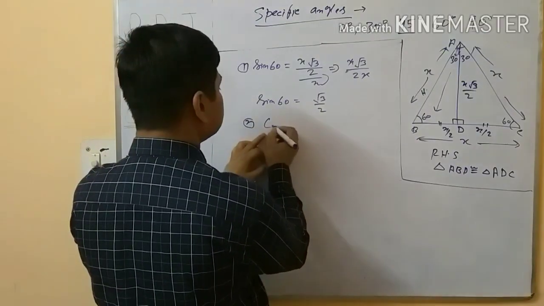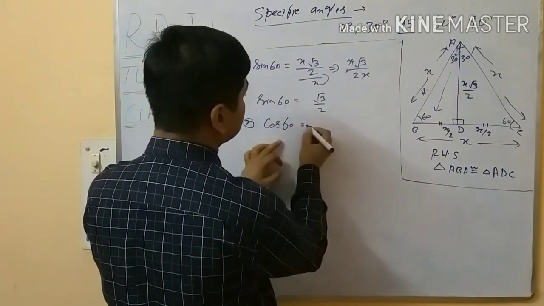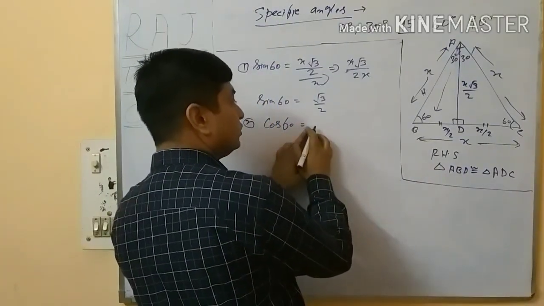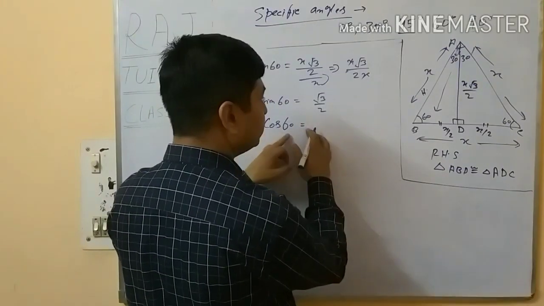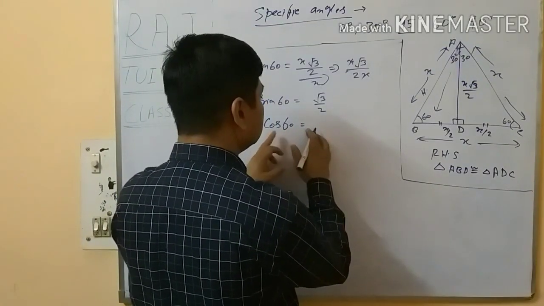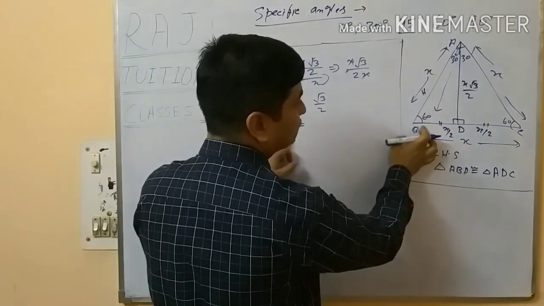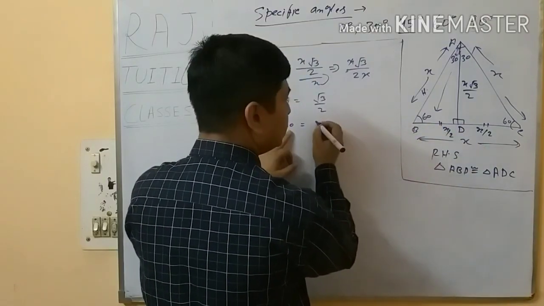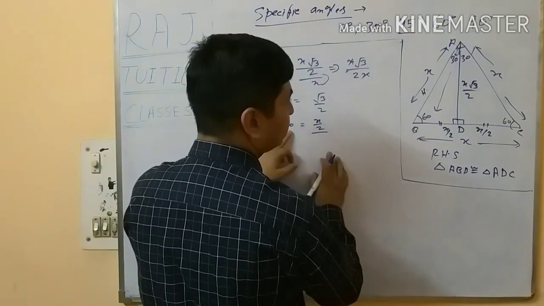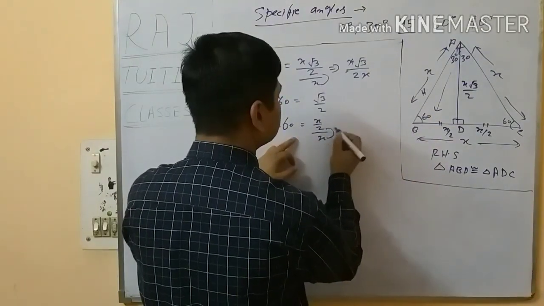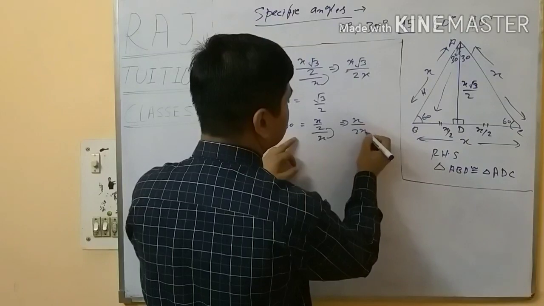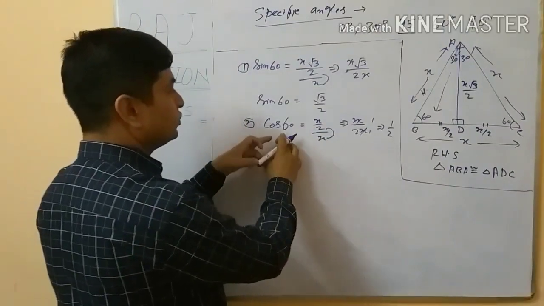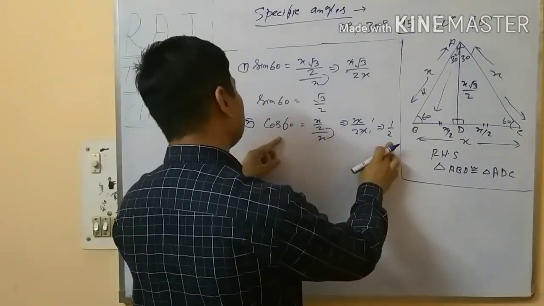Similarly, cosine of 60 means cos 60. What is the formula for cos 60? The cos function has a formula: side adjacent to the angle. Side adjacent to 60. There are two sides adjacent, this one is the hypotenuse, then the remaining side BD. So BD is x over 2 divided by hypotenuse. Hypotenuse is x. So it will become x divided by 2x, and it will become 1 upon 2. So the value of cos 60 is 1 upon 2, half.